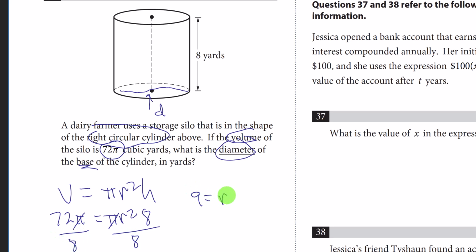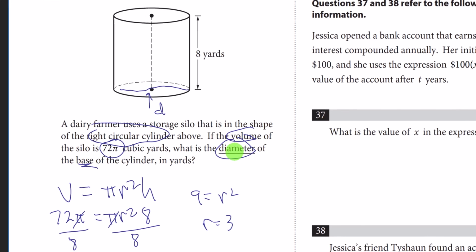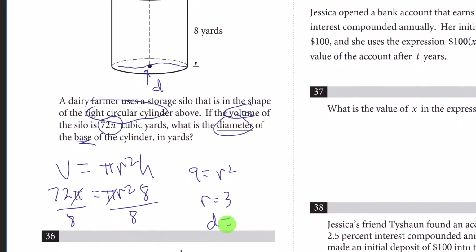9 equals r squared. So r is equal to 3. Don't stop here, guys. I know a lot of people choose 3. That's not the answer. We want the diameter. So diameter equals 6. And there you go.